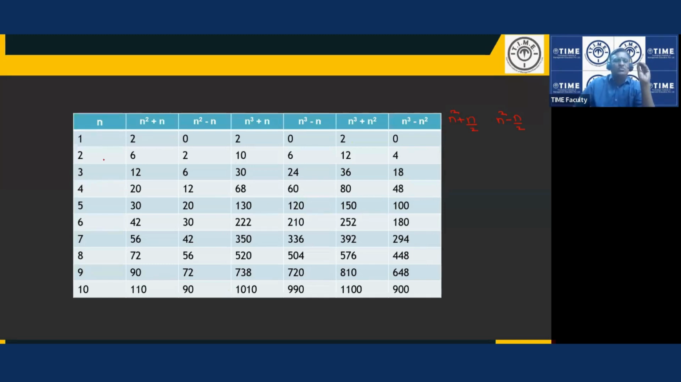But this n is equal to 1, 2, 3, 4, up to not even 10, up to 30 you should have done. Up to 30, but not all columns. The columns n cube plus n, n cube minus n, n cube plus n square, n cube minus n square, these four columns are enough. Do up to 15 and stop.